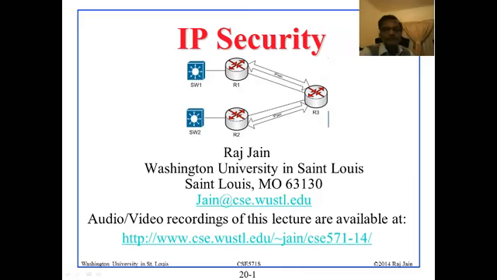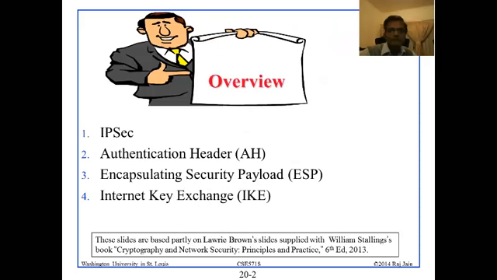All right. So we are in the last chapter of the book, and this chapter is about IP security, commonly known as IPsec. So we will talk about IPsec. There are three parts of IPsec. First is authentication header. Second is ESP, the encapsulating security payload. And third is Internet Key Exchange, IKE. So we'll talk about those three things.